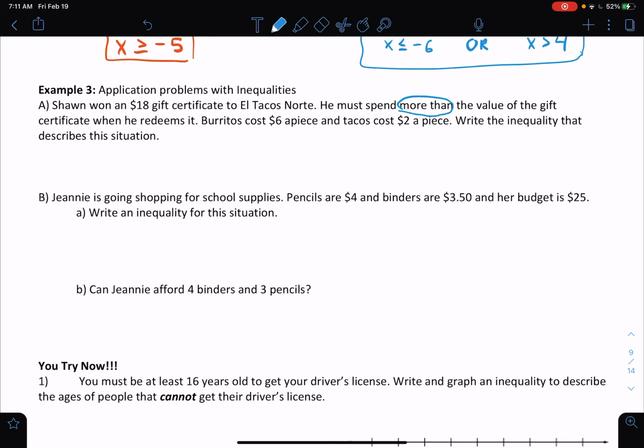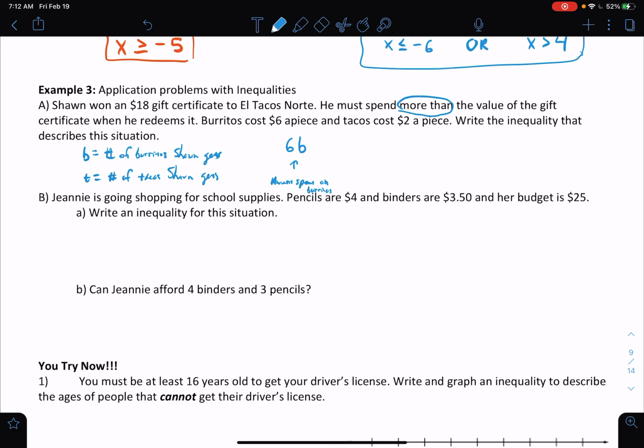So first off, we want to define our variables. We've got burritos and tacos. So B is going to represent the number of burritos Sean gets, and T is going to represent the number of tacos Sean gets. If burritos cost $6 a piece and he gets B burritos, he's going to be spending 6 times B. That's going to represent the amount spent on burritos.